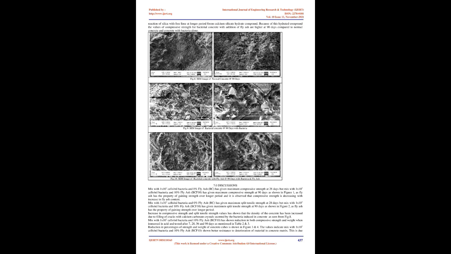Mix with 1x10^7 cells/ml bacteria and 0% fly ash, BC, has given maximum split tensile strength at 28 days, but mix with 1x10^7 cells/ml bacteria and 10% fly ash, BCF10, has given maximum split tensile strength at 90 days as shown in Figure 2, as fly ash has the property of gaining strength over longer period. Increase in compressive strength and split tensile strength values has shown that the density of the concrete has been increased due to filling of cracks with calcium carbonate crystals secreted by the bacteria induced in concrete as seen from Fig.